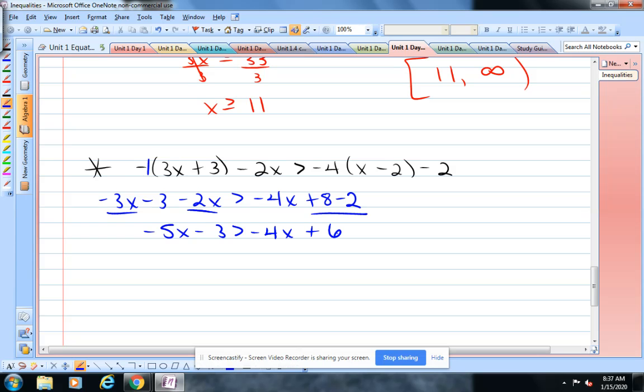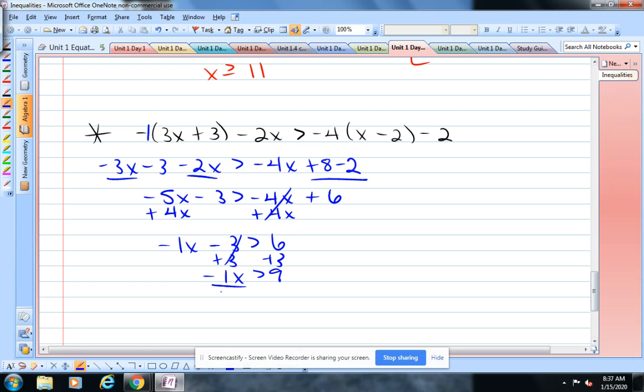Now what do we need to do? Move the variables to the left, so add 4x to each side. What's -5x plus 4x? -1x minus 3 greater than 6. Then what? Add 3. So -1x is greater than 9. And then what? You divide by a negative, you flip your sign. All right. X is less than -9.